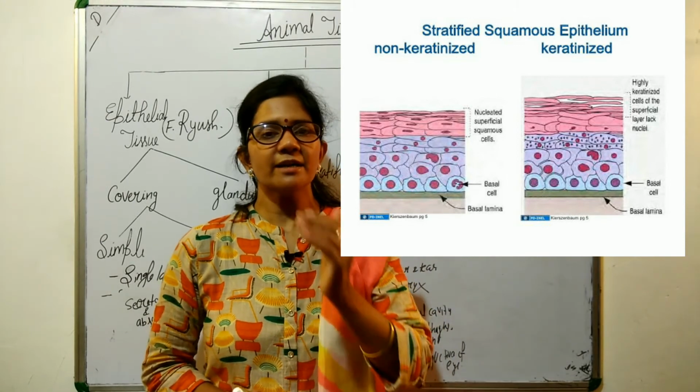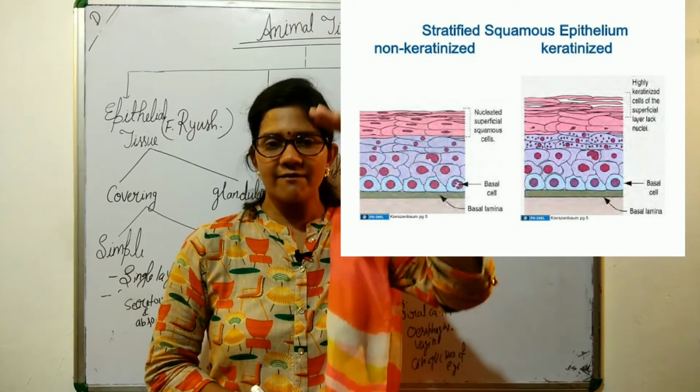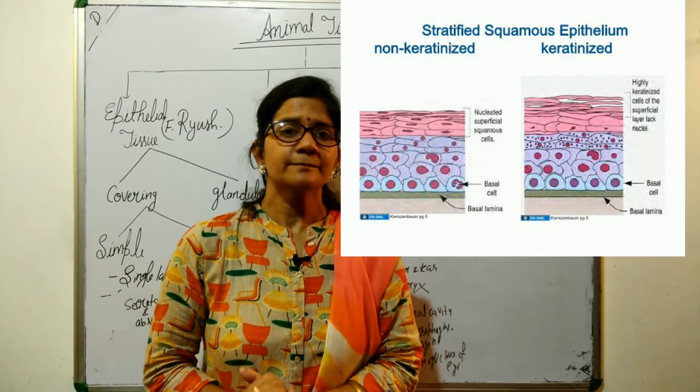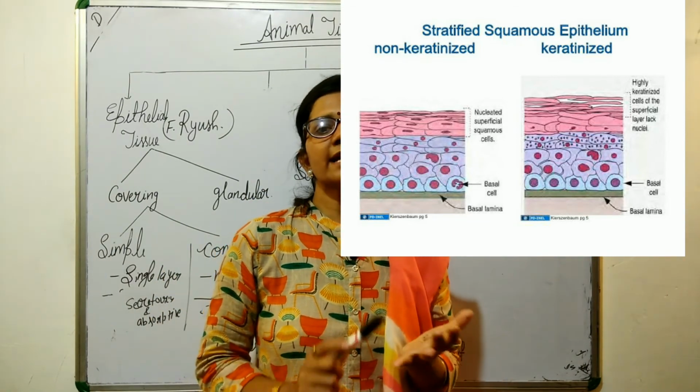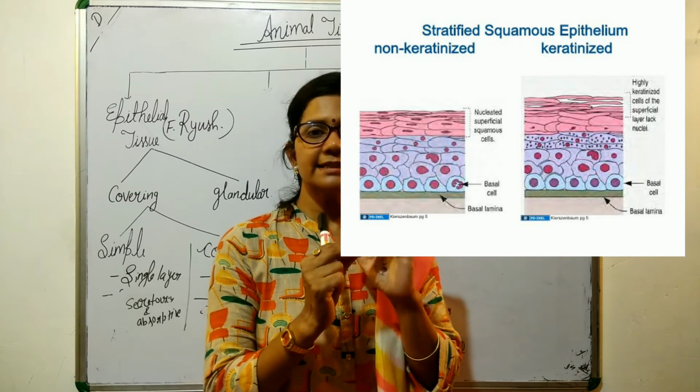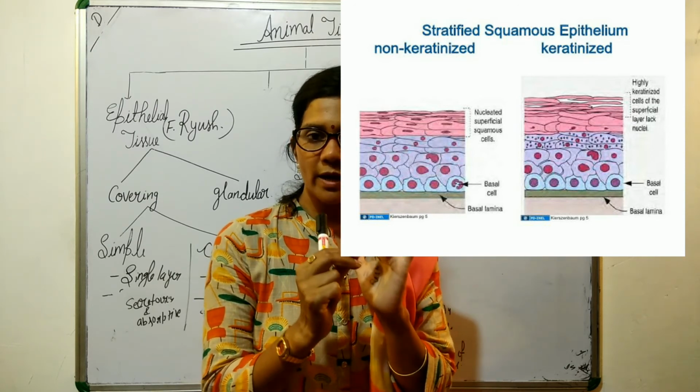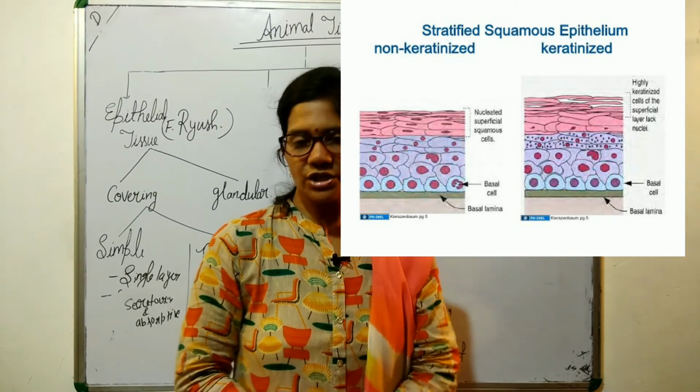Why is it stratified? Because the squamous epithelium has many layers or many sheets over each other. Examples of these are hair and nails. These are the stratified squamous keratinized tissues.